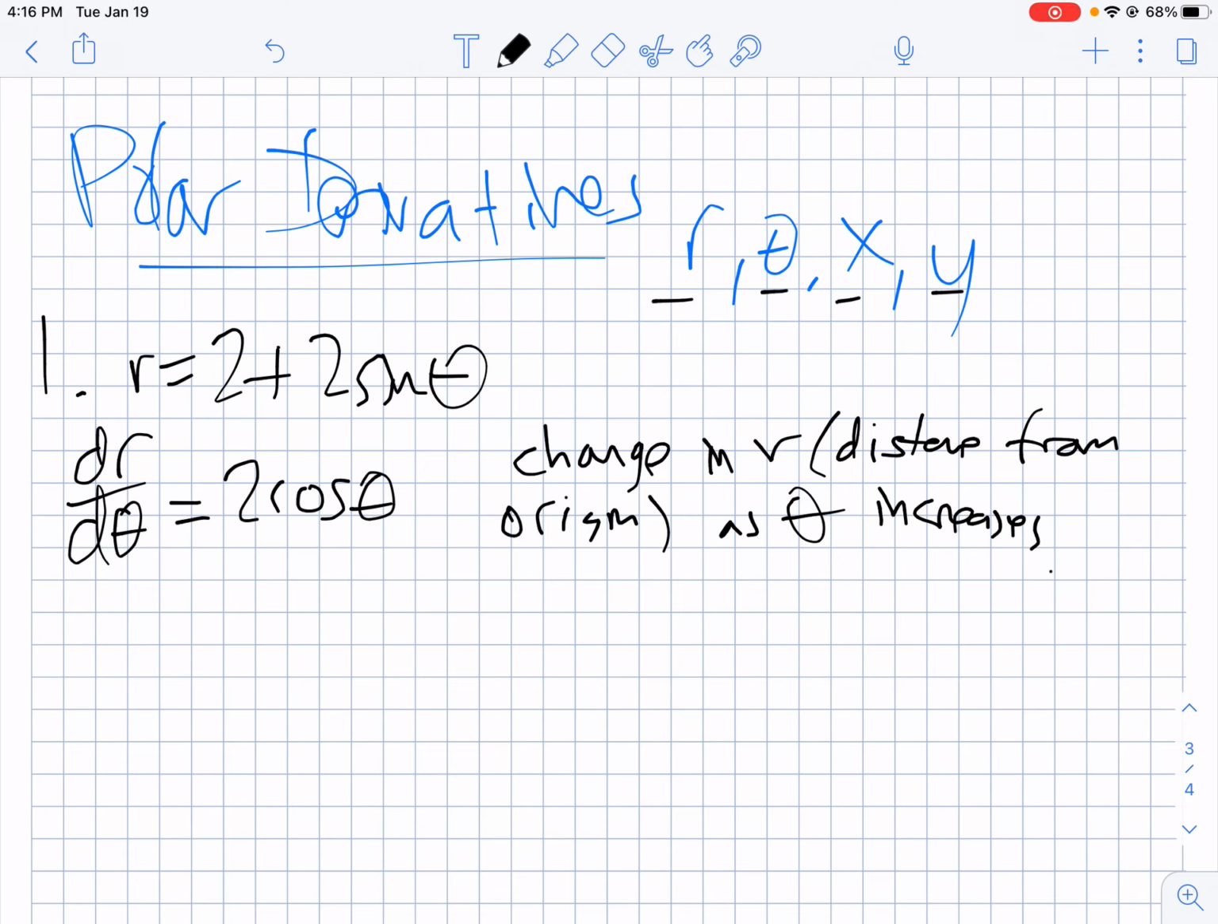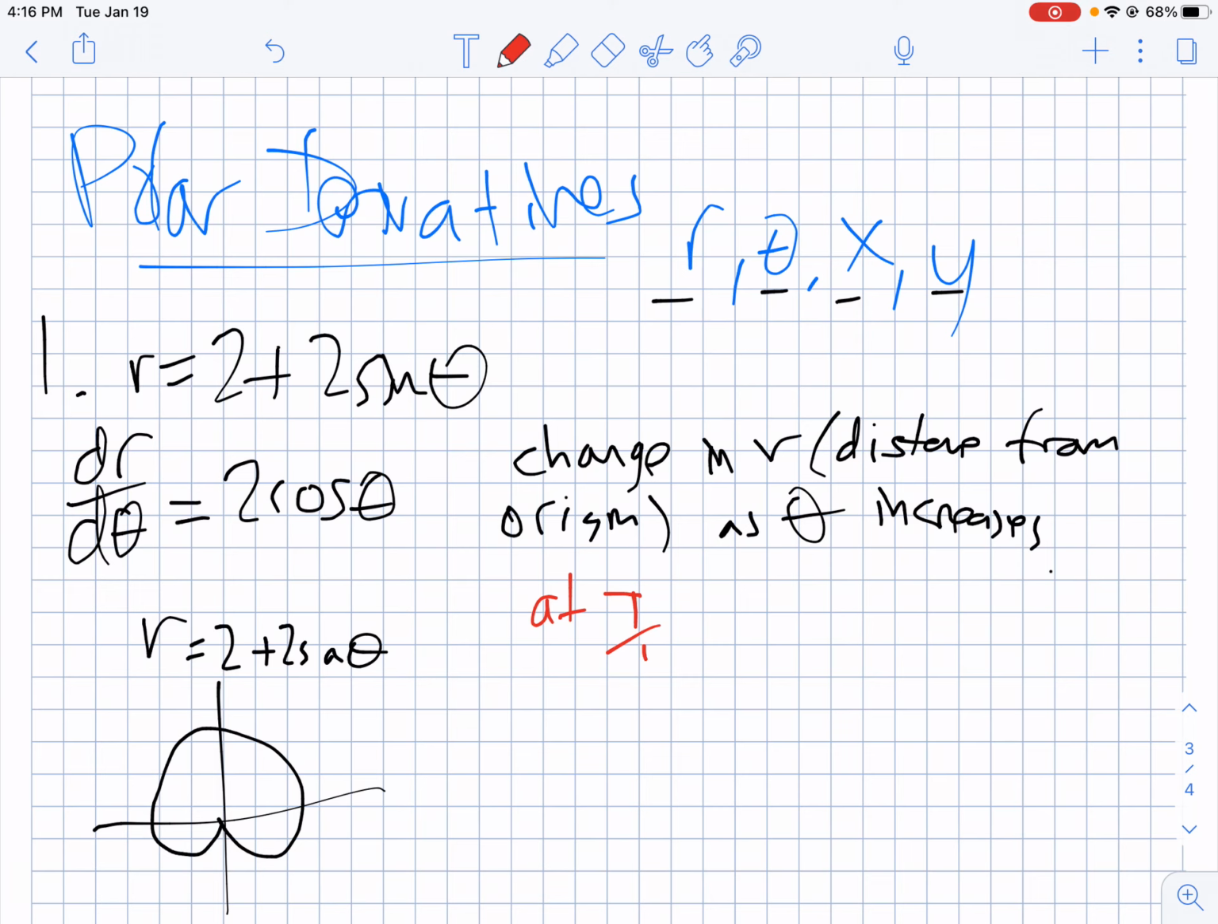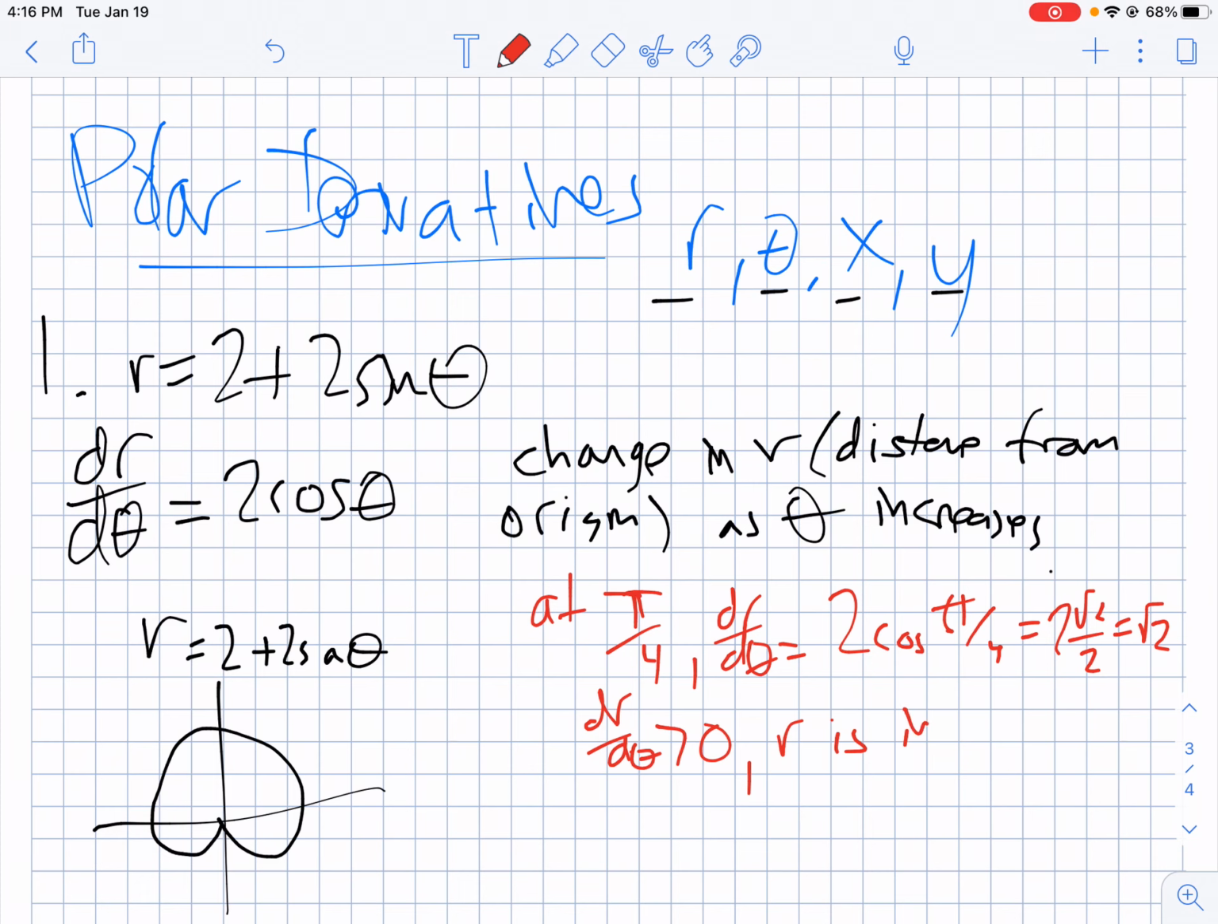So, for example, if you graphed r equals 2 plus 2 sine theta, we remember that graph made what was basically an upside down heart type thing. It looks something like that. Now, if you plug in a couple points, for example pi over 4, you get dr d theta equals 2 times cosine of pi over 4, which ends up being 2 root 2 over 2, which is just square root 2. But what this means is, because this dr d theta is positive, r, that distance from the origin, is increasing, or we are moving away from the origin as we go around the curve.